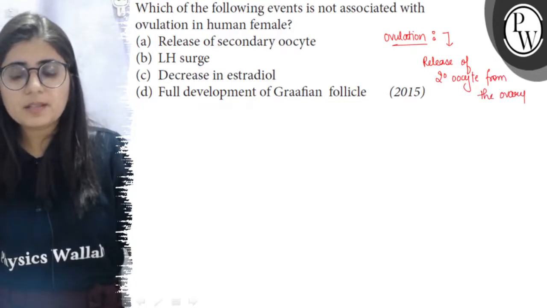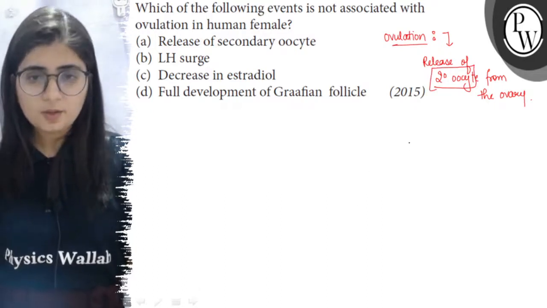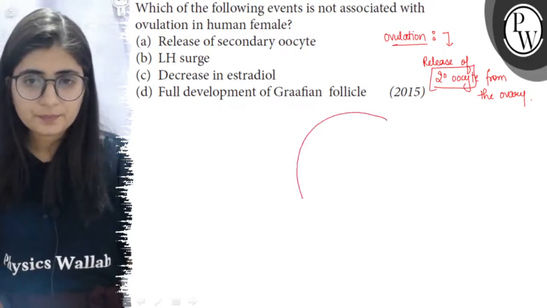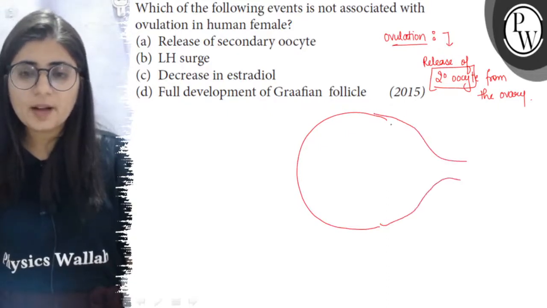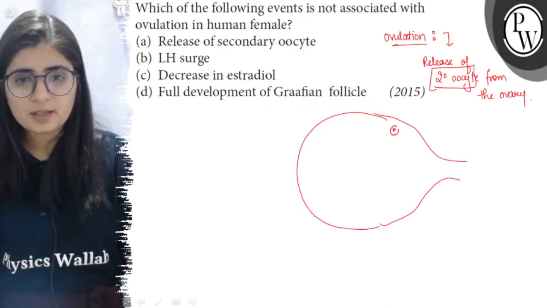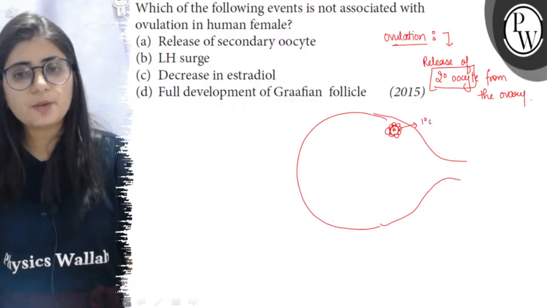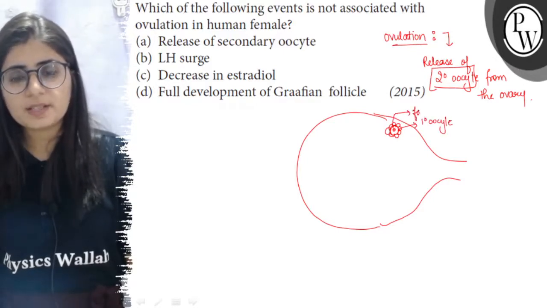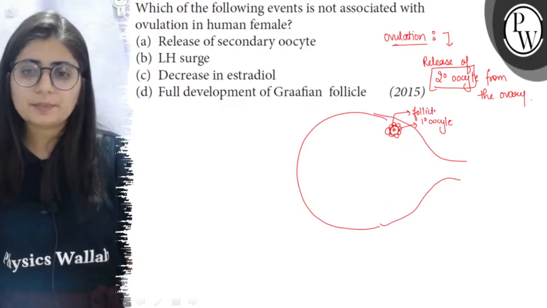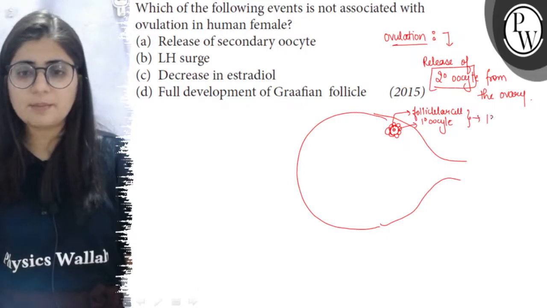So when the ovum is released from the ovary, it is at the secondary oocyte stage. Now in the ovary, suppose this is the ovary. Now in the ovary there are a large number of follicles. Some follicles are at the primary stage, which is marked by the presence of a primary oocyte with a single layer of follicular cell. So the primary oocyte surrounded by a layer of follicular cell, this structure is known as the primary follicle.